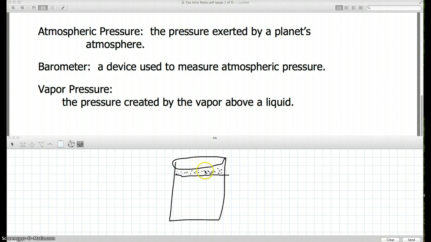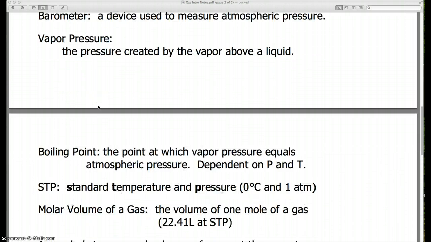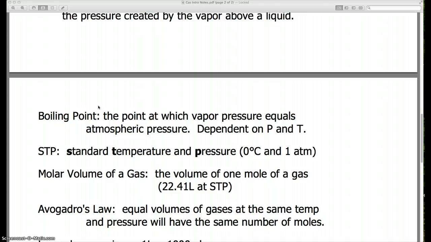Now, this is important because it's related to boiling. We usually think of the boiling point as a function of temperature. We heat up water, it starts to boil at 100 degrees Celsius or thereabouts, and that's the boiling point of water. It's also pressure dependent. And again, you'll see a demonstration of this on the demo day, where I will boil water at room temperature. So it's both pressure and temperature dependent.